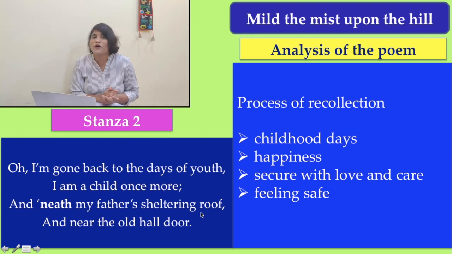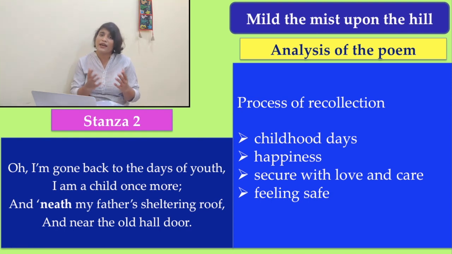This is a very important phrase I will discuss in the last half of this video lesson. And near the old hall door, and the old hall door, this is again a significant phrase. Why? It is because the old hall door and the father's sheltering roof all signify for her the shelter which is secured by love, care, and safety. So her childhood was secured with love, care, and safety, and that is why she was very happy in her childhood days.